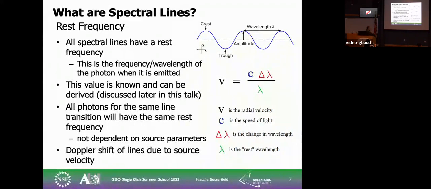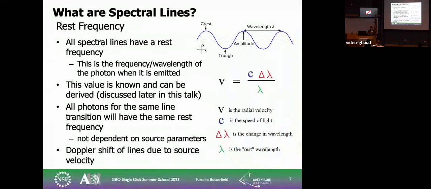All photons for the same line transition will have the same rest frequency. So this is not dependent on any of your source parameters. For example, if you're looking at CO in the Milky Way galaxy, that line will have the same rest frequency as a line that was emitted in a high redshift galaxy. This is not dependent on whether you're looking at a gas cloud in the galaxy or some high redshift source.